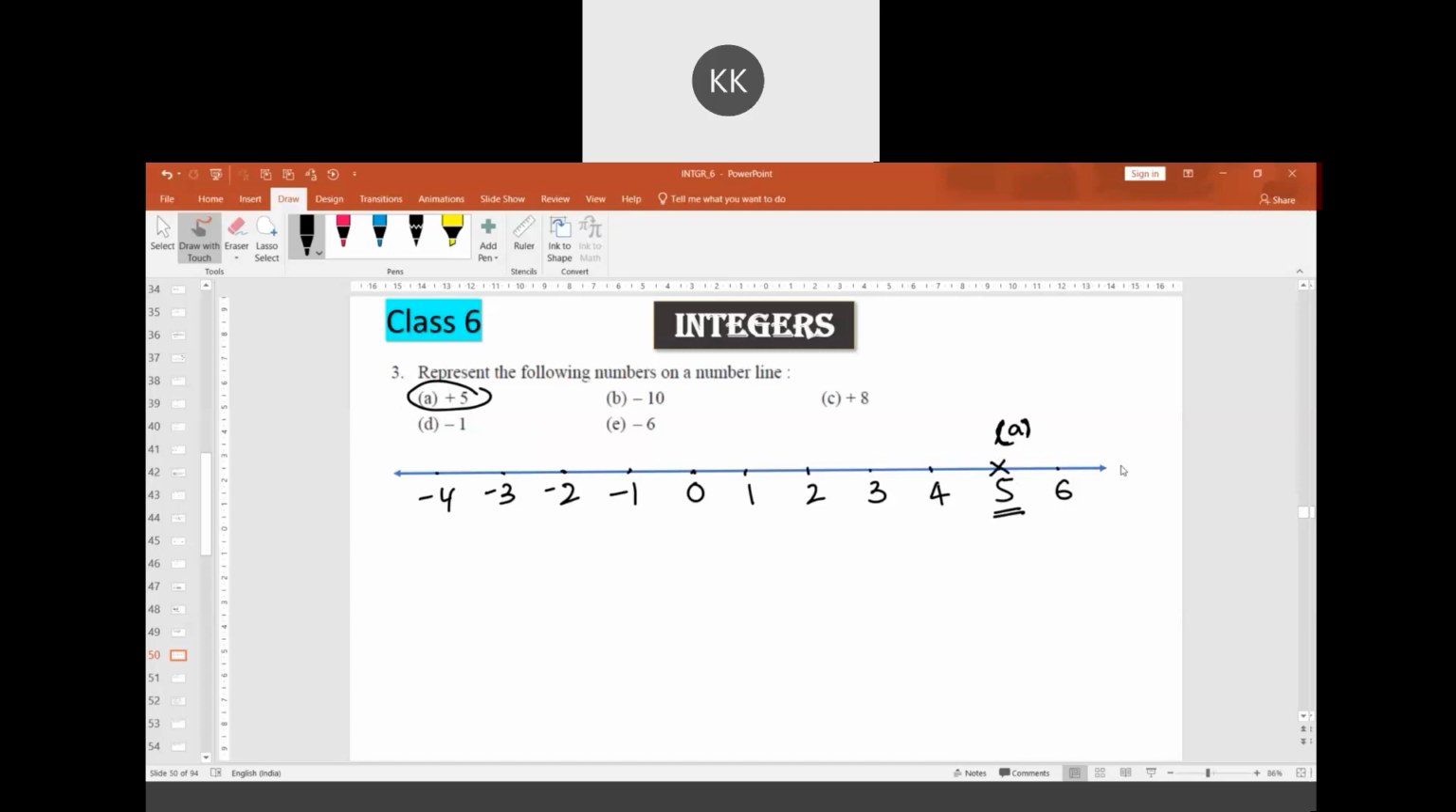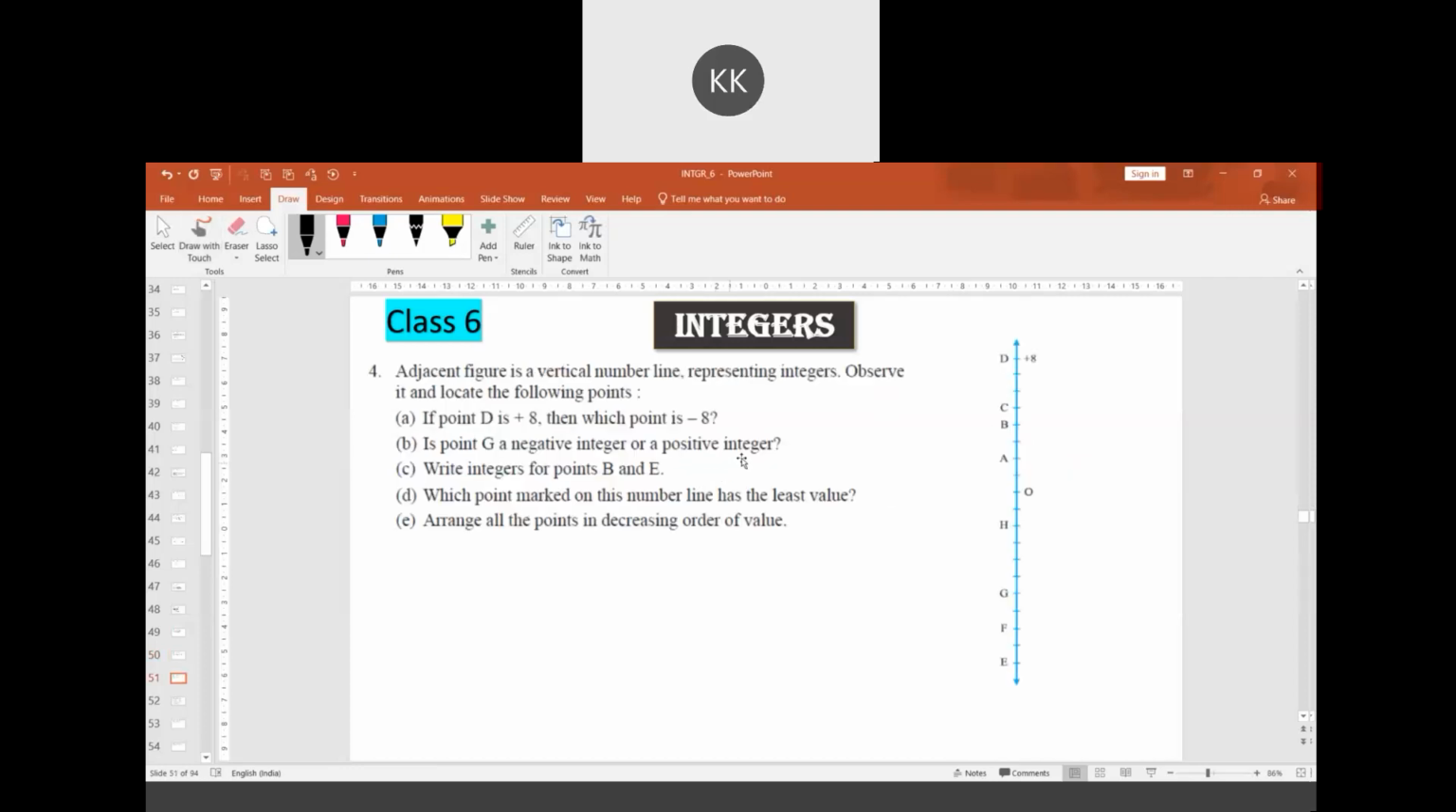For the next, the line has to be extended. Here somewhere you will get 8. On this side, if you extend, you will get minus 6, and further, minus 10. Now this point, I am going to mention as D, which represents minus 1. The remaining, you can do on your own.